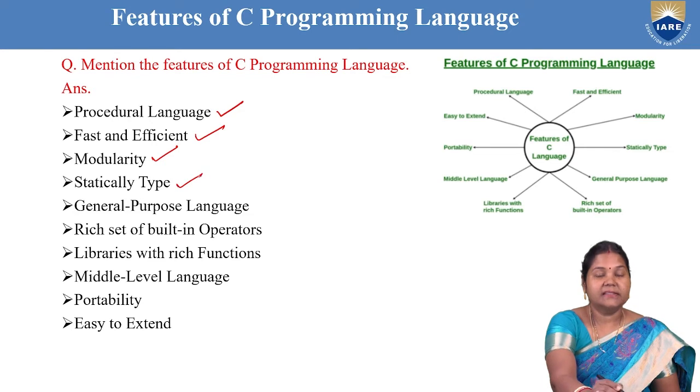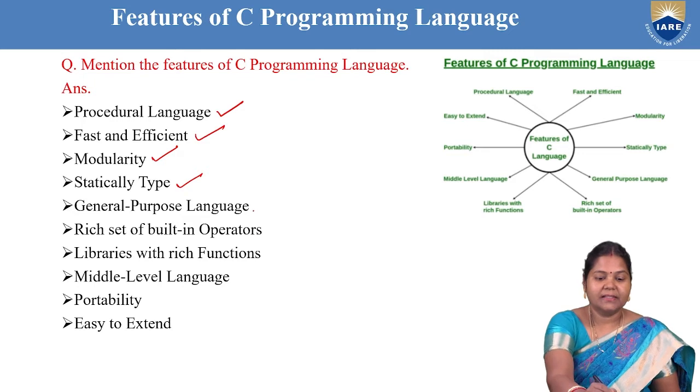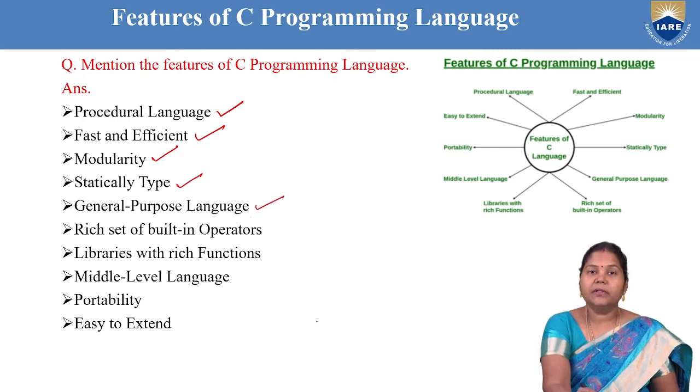Then it is a statically typed language. That means whenever you want to use any variable, array or function, first you need to declare it. That is called statically typed. It is not a dynamically typed language. Next, it is used for multiple applications. That's why it is called a general purpose language, which has both high-level and low-level features.